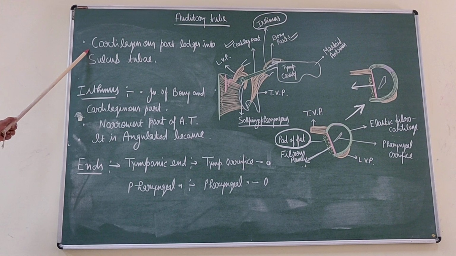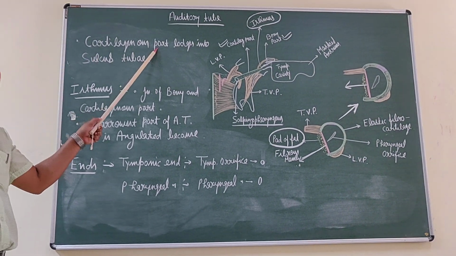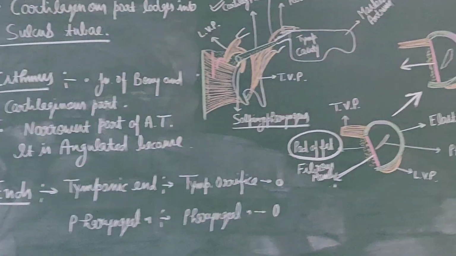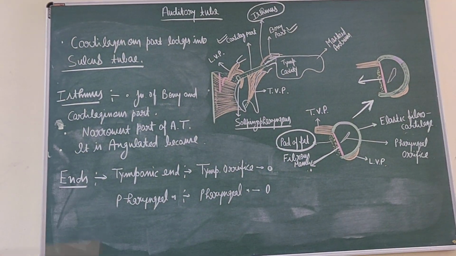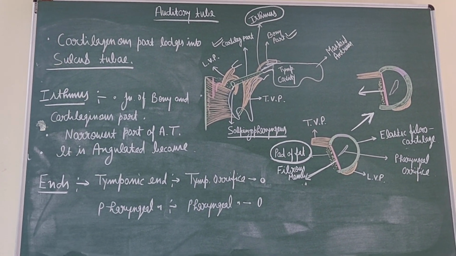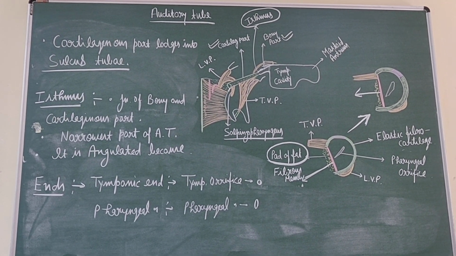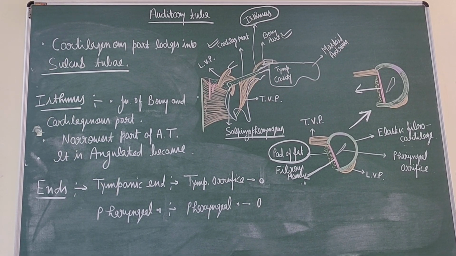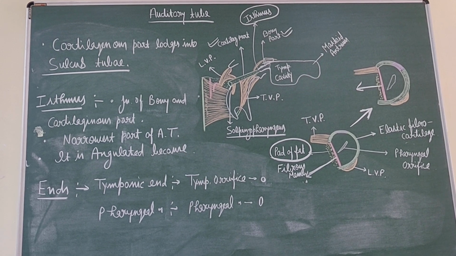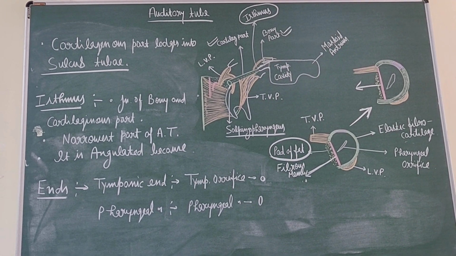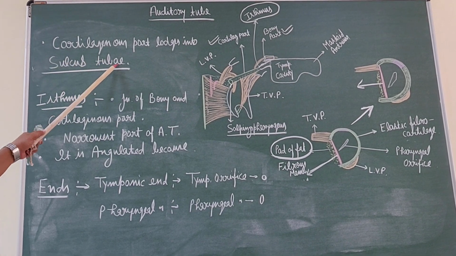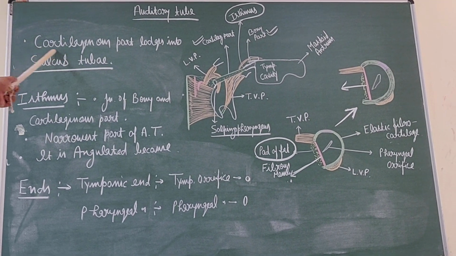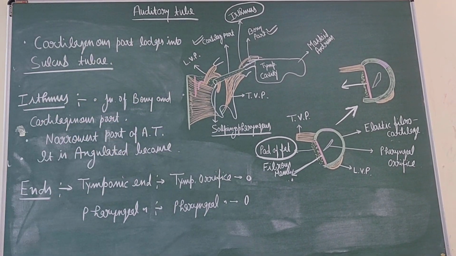Now, if you remember, this cartilaginous part of this auditory tube lodges in the sulcus tubi. Sulcus tubi is a groove-like structure present on the inferior surface of the base of the skull. The sulcus tubi is present between the petrous part of the temporal bone and the greater wing of the sphenoid bone. Between these two bones, the sulcus tubi is present, and this contains the cartilaginous part of the auditory tube.